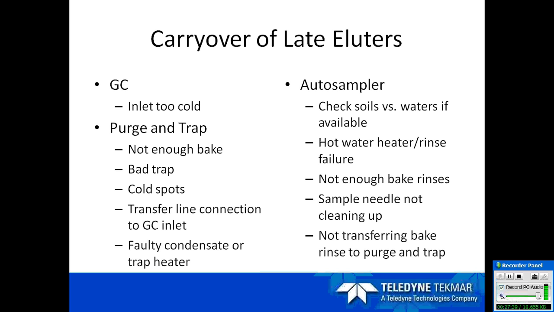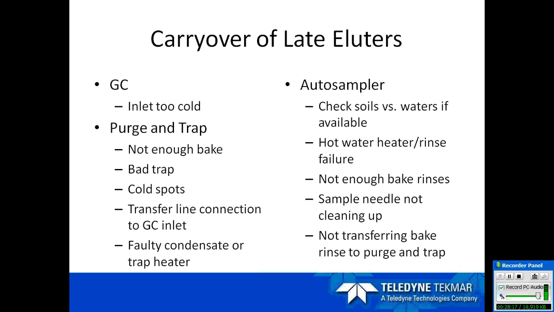Then carryover for late eluters, which is typically what we see from day-to-day operations sometimes, is your heavy compounds, your naphthalenes, your hexachlorobutadienes, compounds that are at the very end of your spectrum. Some of these, first we want to go through and eliminate the GCMS again, or your GC and whatever detector you're using. A possibility there is your inlet might be cold. With the inlet being cold, it could be a spot where the compounds just gather and sit there, acting like a cold spot.